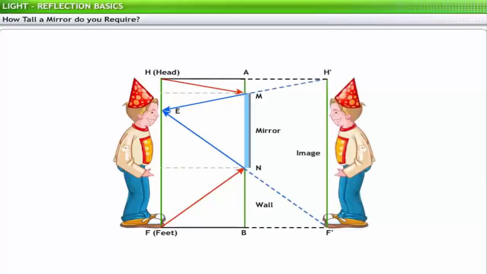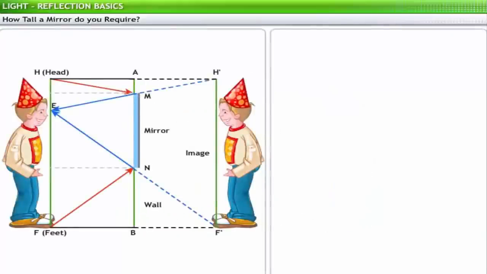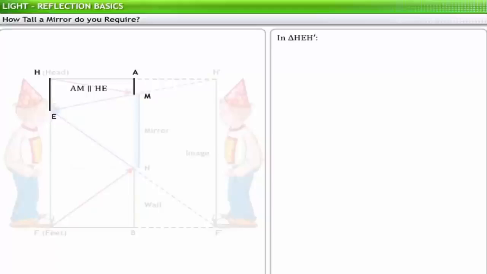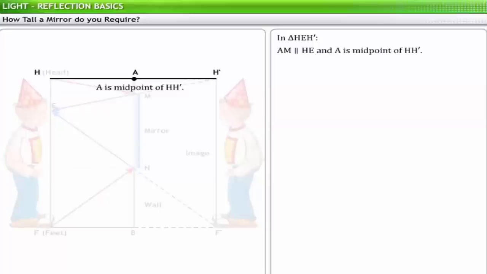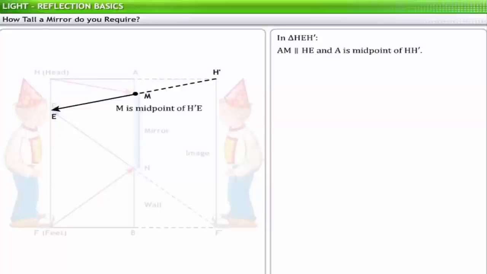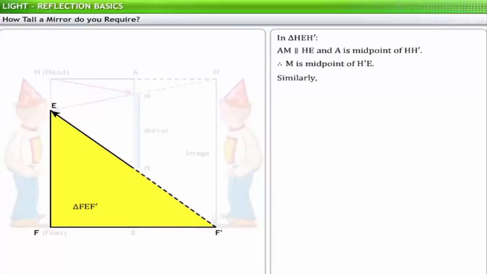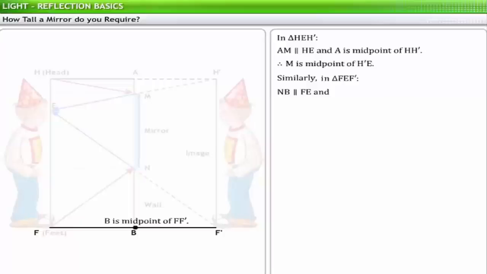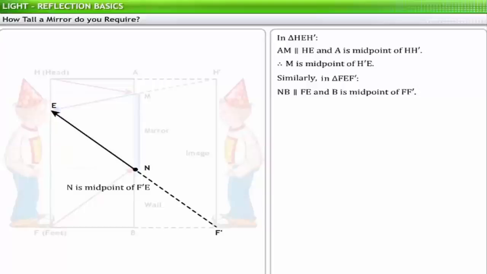These will form an image H', F' when produced backwards. In triangle HEH', AM is parallel to HE, and A is the midpoint of HH'. Therefore, M is the midpoint of H'E. Similarly, in triangle FEF', NB is parallel to FE, and B is the midpoint of FF'. Therefore, N is the midpoint of F'E.